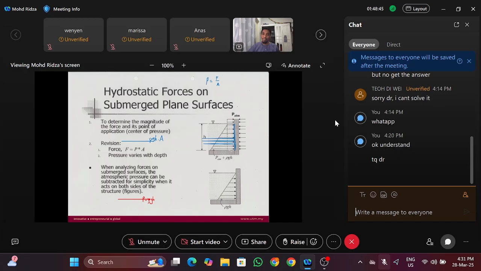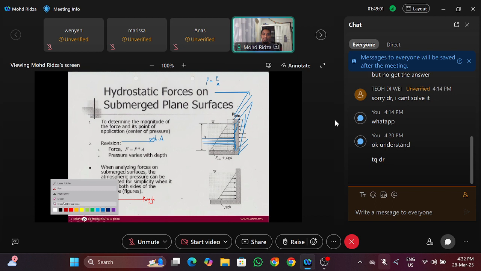This height times the area going in. This wall is 3D, this wall is 3D going in. So you multiply by the width of the wall going in, 1 meter or 2 meters or 3 meters. So that's the area.